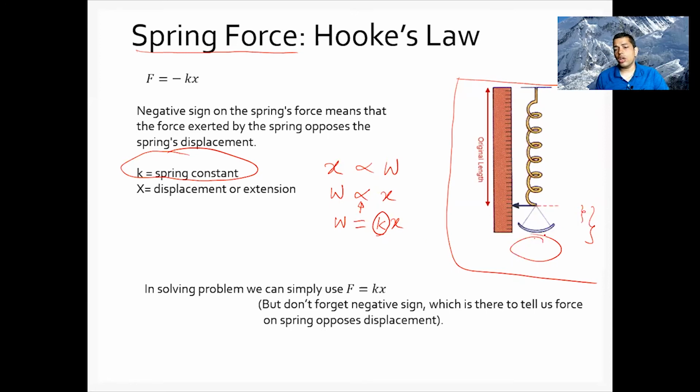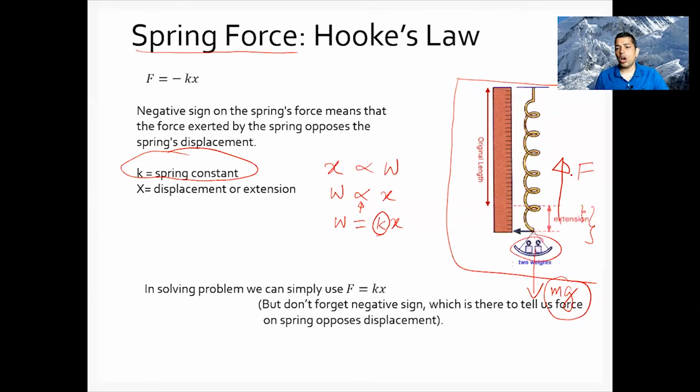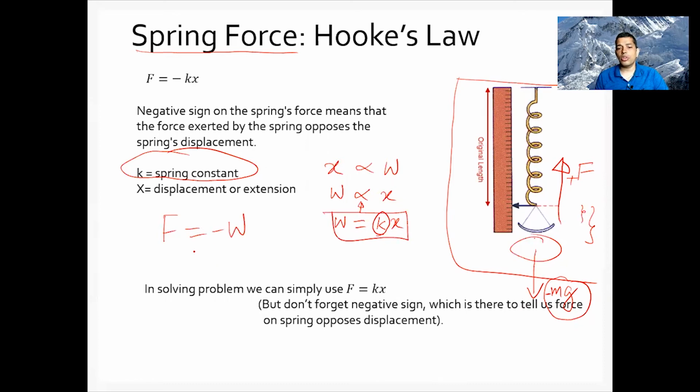So as you can see here in this GIF, there is a weight, meaning there is a downward force, mg. So why is this guy not falling on the ground? Because even though there is weight acting downward, there is some force acting up, which is called spring force. They are equal and opposite. If this is plus, this is minus. So F is equal to minus W, and this W is kx, so F is equal to minus kx.